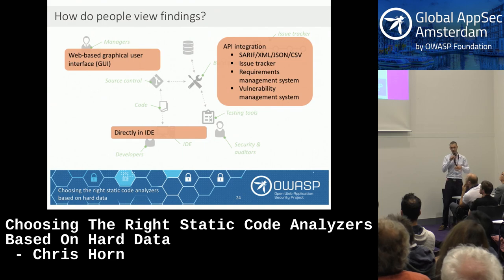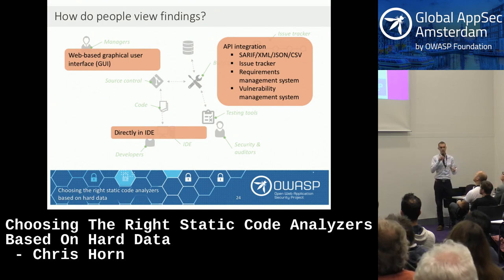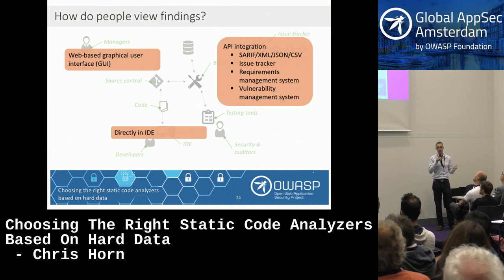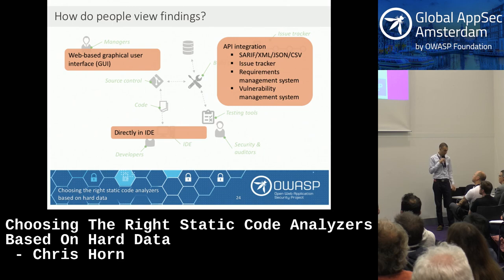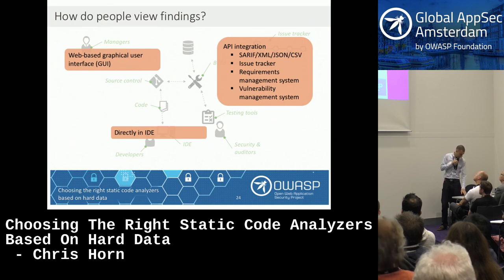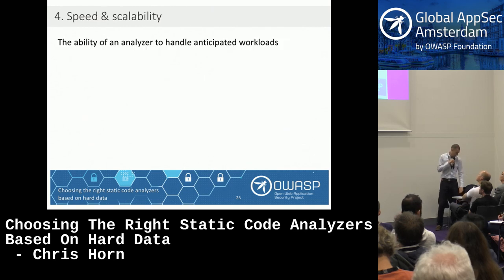And then where the findings are going to get displayed. The tool is providing you information, and how you consume that information is very relevant. Again, it can be in your IDE, or in its own dedicated graphical user interface, a web GUI, right? And then API integrations are very important. There are various formats for getting information out of these tools and into the systems that you're using. A lot of these tools also have dedicated plugins to tie into issue trackers, requirements management systems, and vulnerability management systems for correlation. So that's it with process integration: how the tool fits into your build process and development workflows.